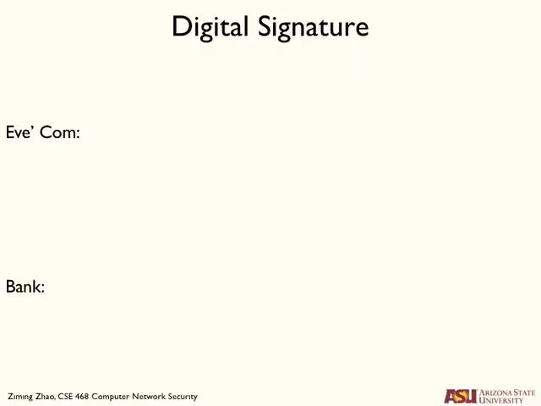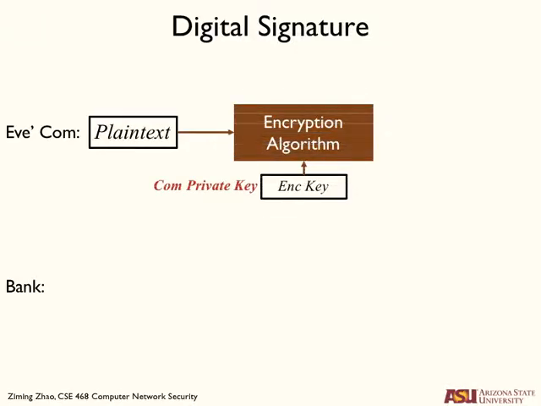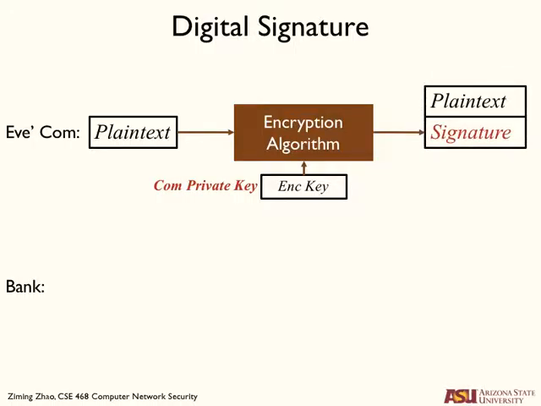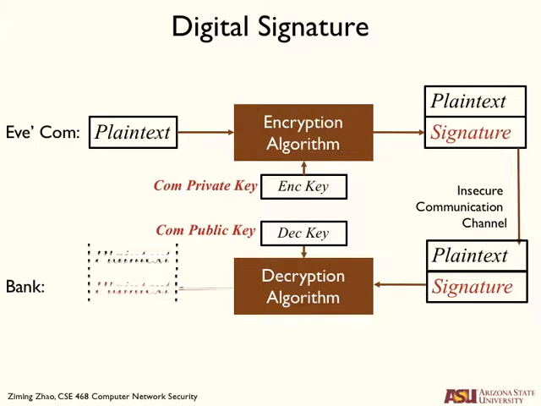We showed an example before, how Eve can replace a block in a ciphertext from her company to her bank. So Eve can use that to do something malicious. We said that one method to defeat that kind of attack is that Eve's company can sign this plain text using the company's private key, and send this to the bank. The bank can verify this by using the company's public key.